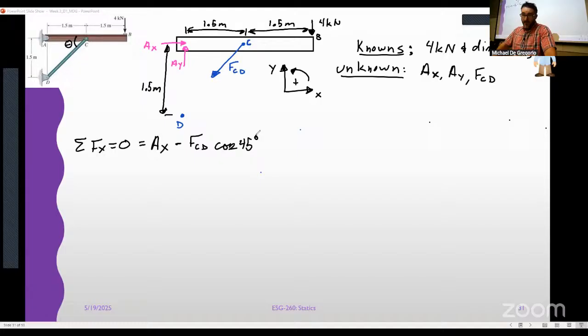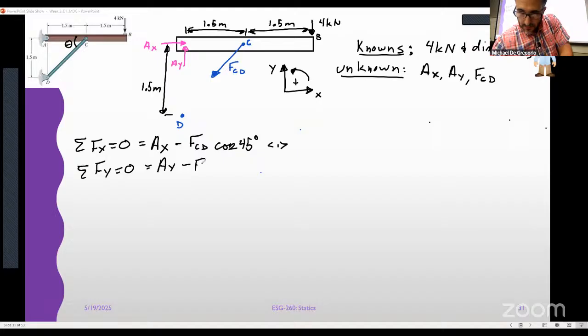We don't know either of those, so that's just going to be our equation 1. And we'll move on to the forces in the y direction. Very similarly, go. And then we have to take a moment.